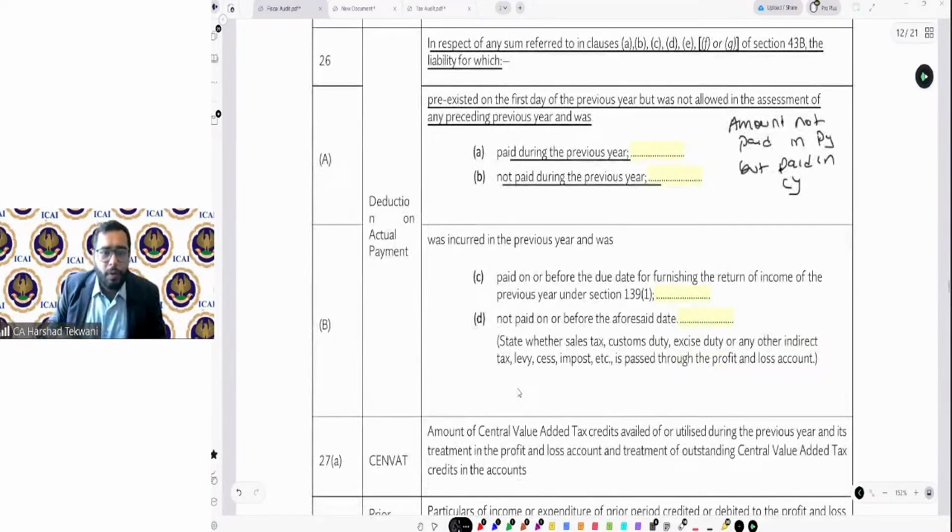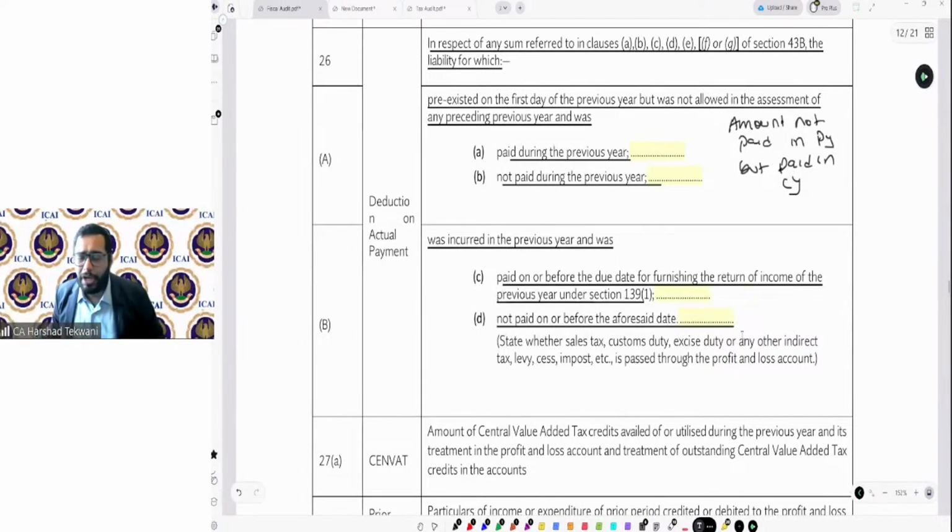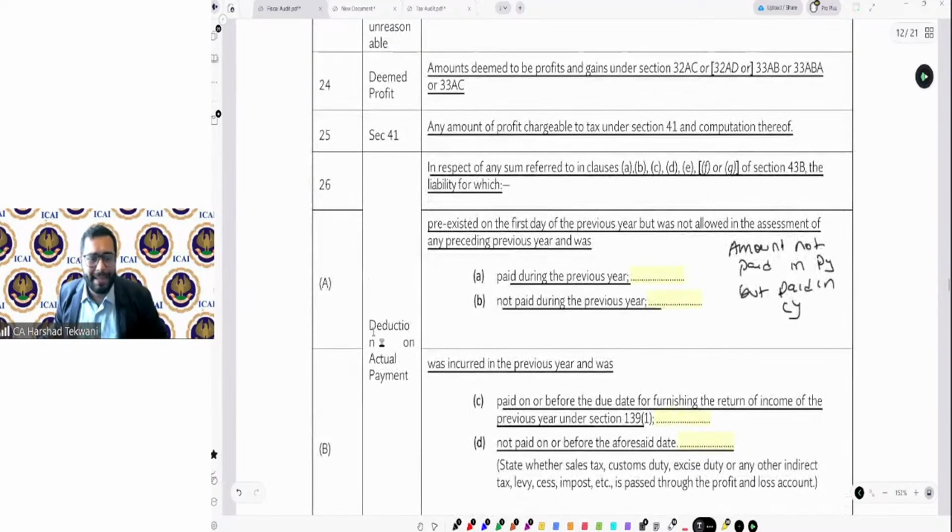Okay. Now this was with respect to the expenditure of the previous period for which we did not pay the amount. Now this is for the expenditure incurred in the current period, same 43B: expenditure incurred in the previous year and paid on or before the due date, you will get the deduction. Not paid on or before the due date, for which you will not get the deduction. So you need to provide that detail. Deduction is basically on actual payment.